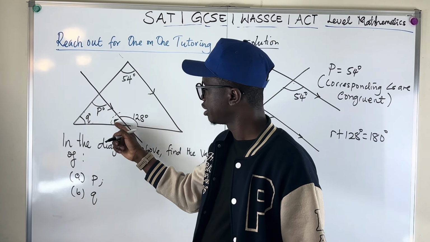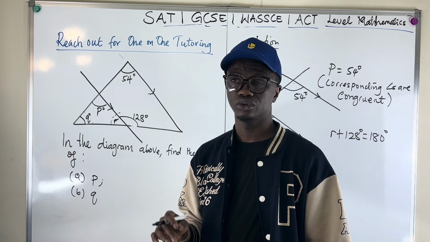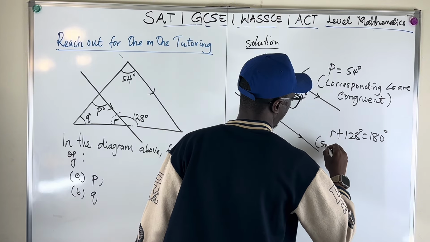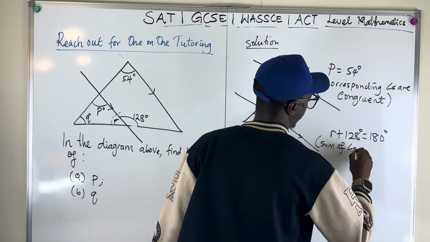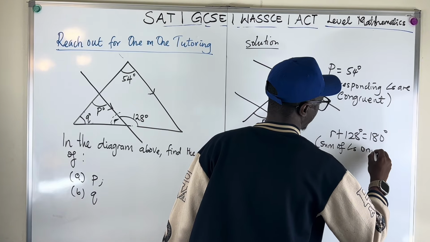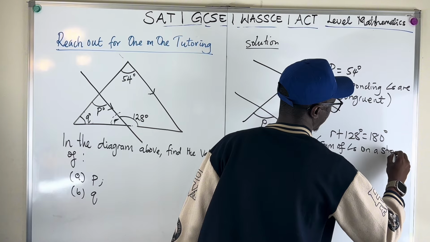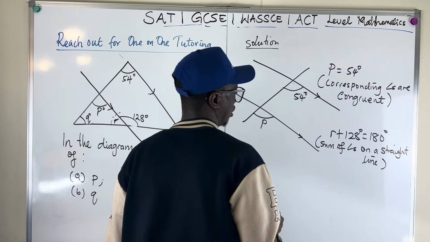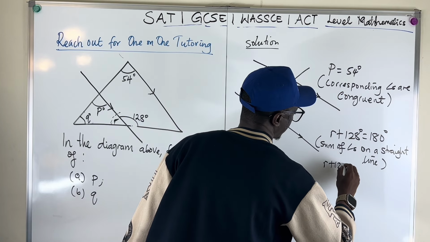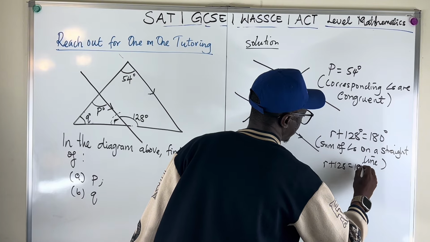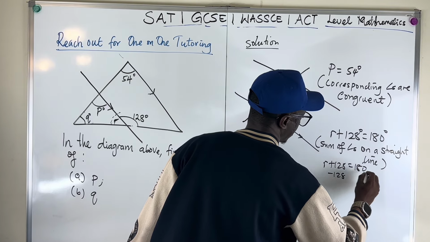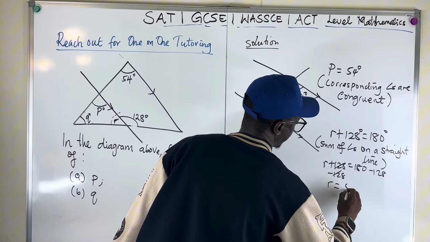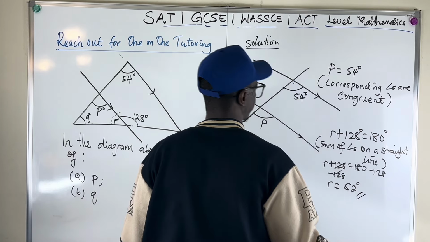Why? This and this are adjacent angles, or angles on a straight line. So you always have to give a reason. You say sum of angles on a straight line. So my R plus 128 equals 180. Minus 128, minus 128, this and this go, so my R is equal to 52 degrees.